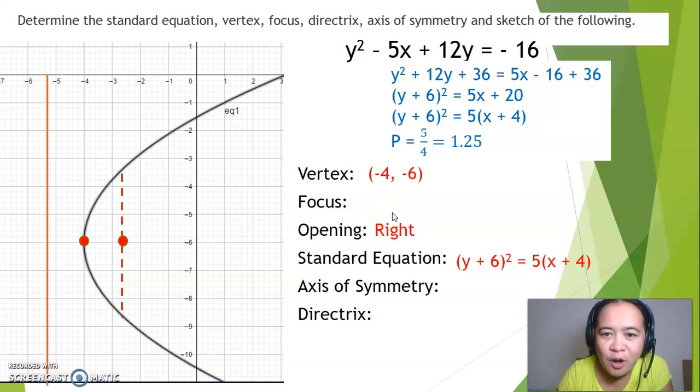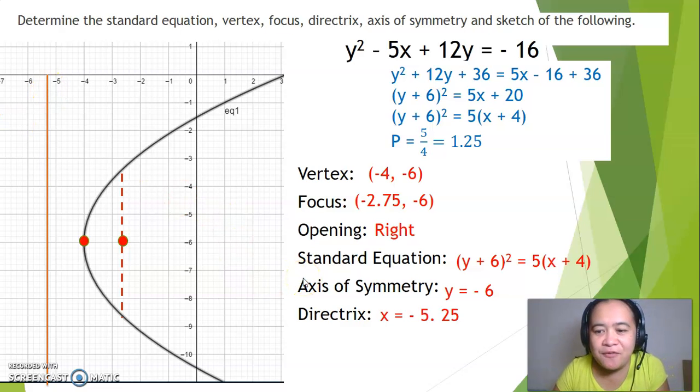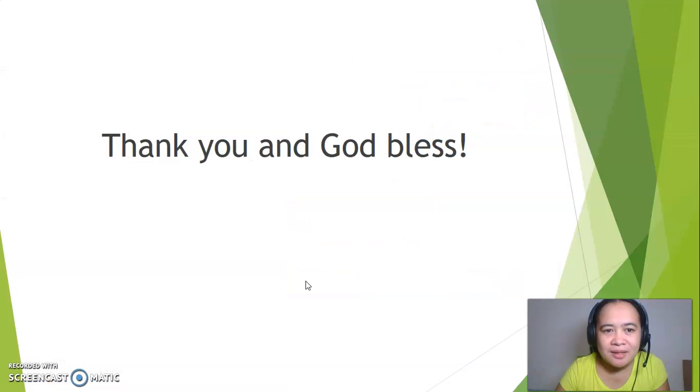So with this, the focus will be (-2.75, -6). The axis of symmetry is at this point, so y equals negative 6, and the directrix is x is equal to negative 5.25. So that's all about parabola.